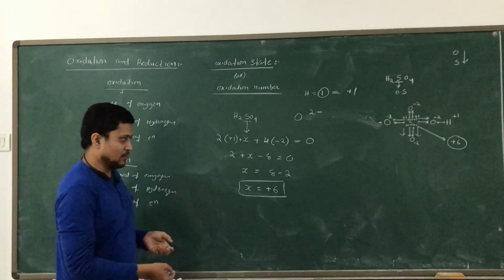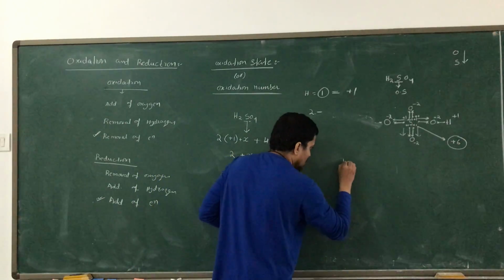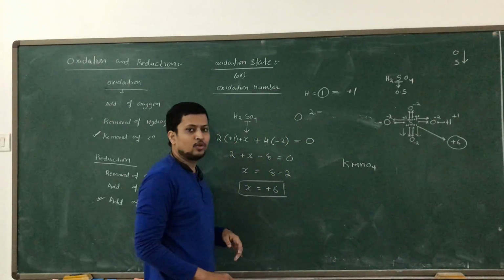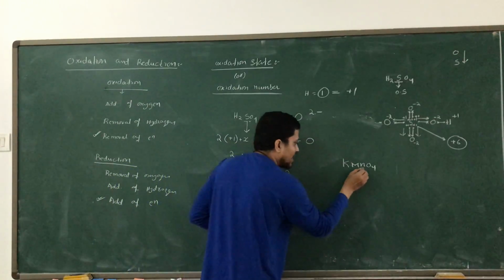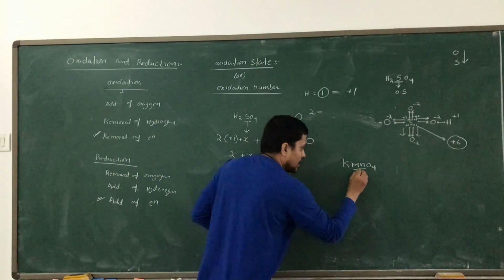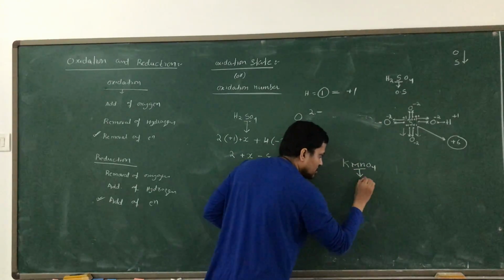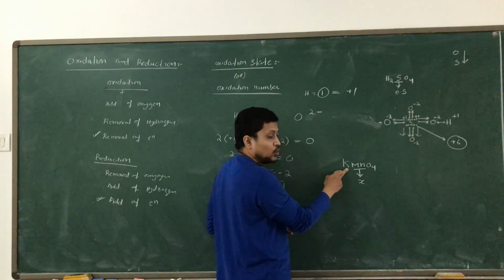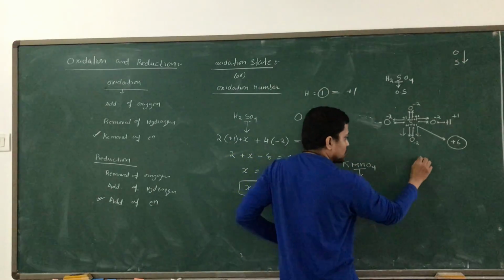I will show you some more examples. One more example we have is KMnO4. Suppose they are asking for the oxidation state of manganese over here. So we assume manganese as X. Compared to manganese, potassium has less electronegativity, so it is going to lose the electron. How many electrons is potassium going to lose?